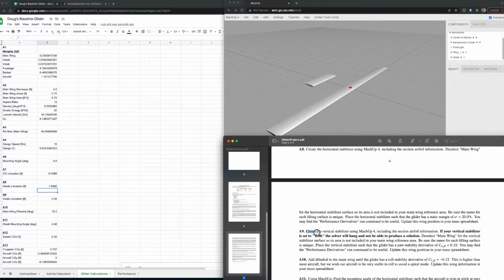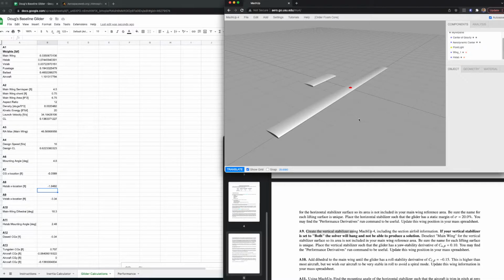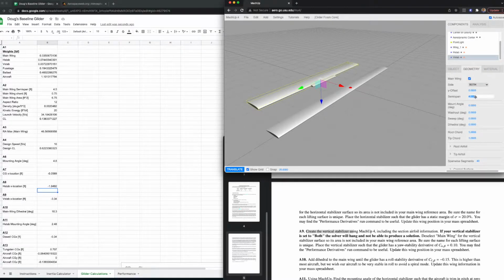So A9 says create the vertical stabilizer now using Mach-up 4, including the section airflow information. If your vertical stabilizer is set to both, the solver will hang and not be able to produce a solution. So let's go to that. I've deselected everything here. I'm going to add another wing, and we're going to have that vertical stabilizer sitting somewhere back here. Let's change its name to VSTAB. And then the geometry, it also has a semi-span of 1 and a root and tip chord of 0.75. So it's also a rectangle.